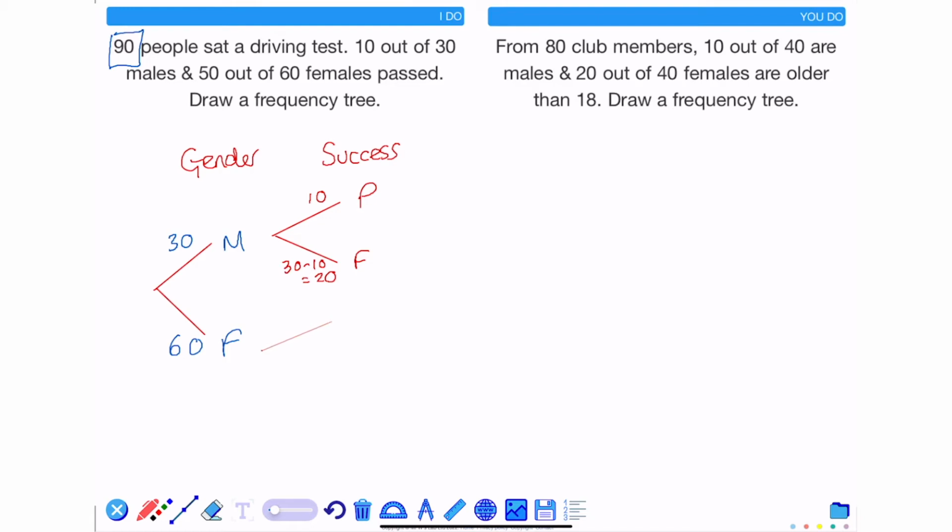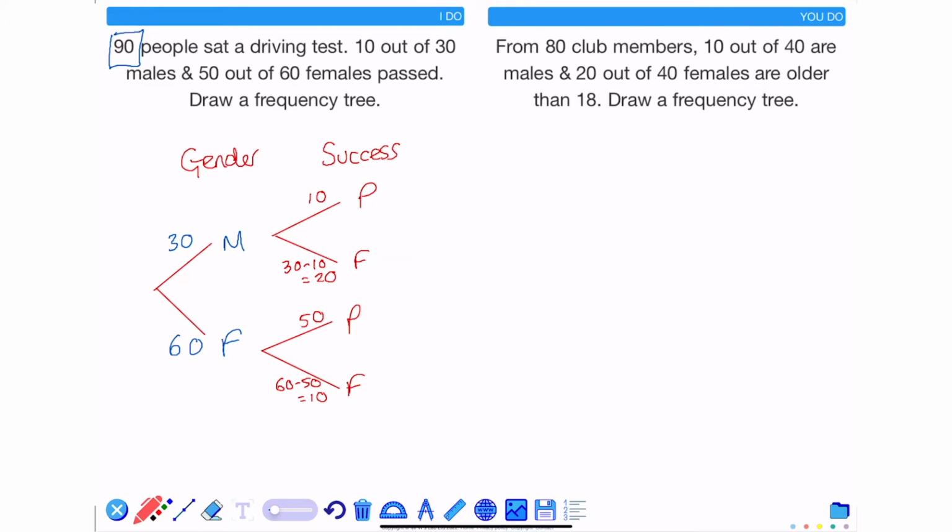As for the number of females, I know that 50 passed. This means that the number of females that failed would be 60 minus 50, which is equal to 10. This is now my completed frequency tree.